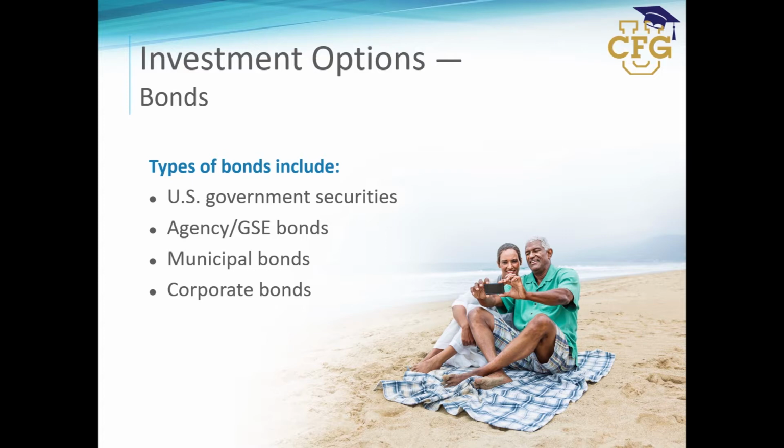Corporate bonds are issued by private companies, and the volatility of these bonds depends upon the companies that issue them and can range from very stable to highly volatile. Some corporate bonds are convertible and can be exchanged for shares of the company's stock.